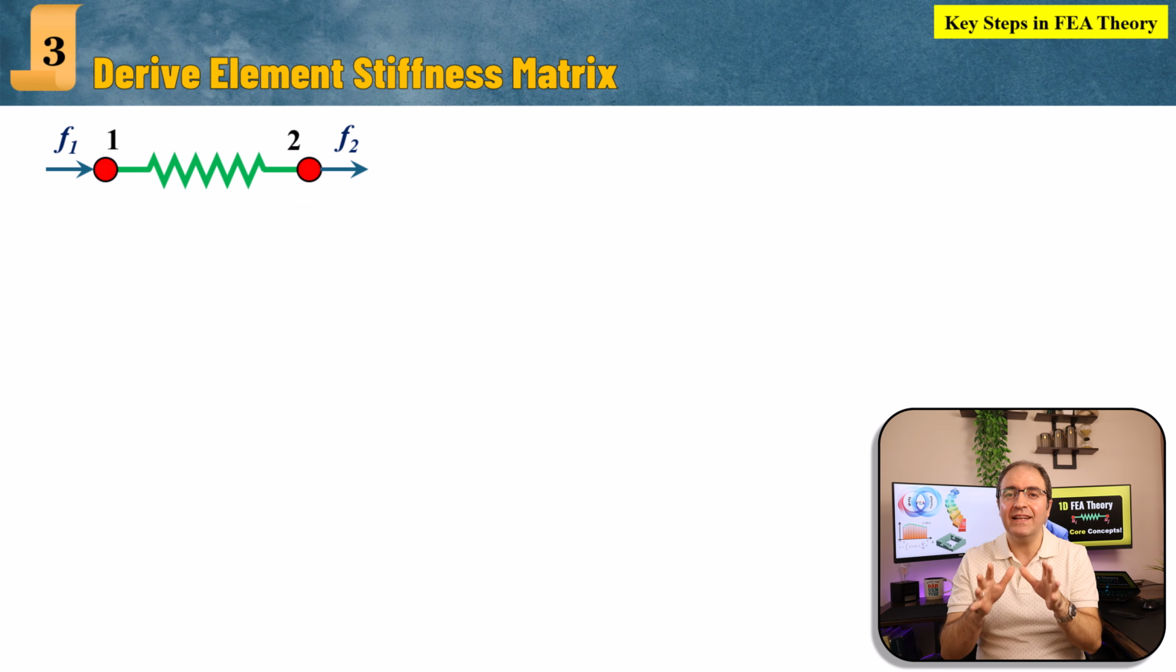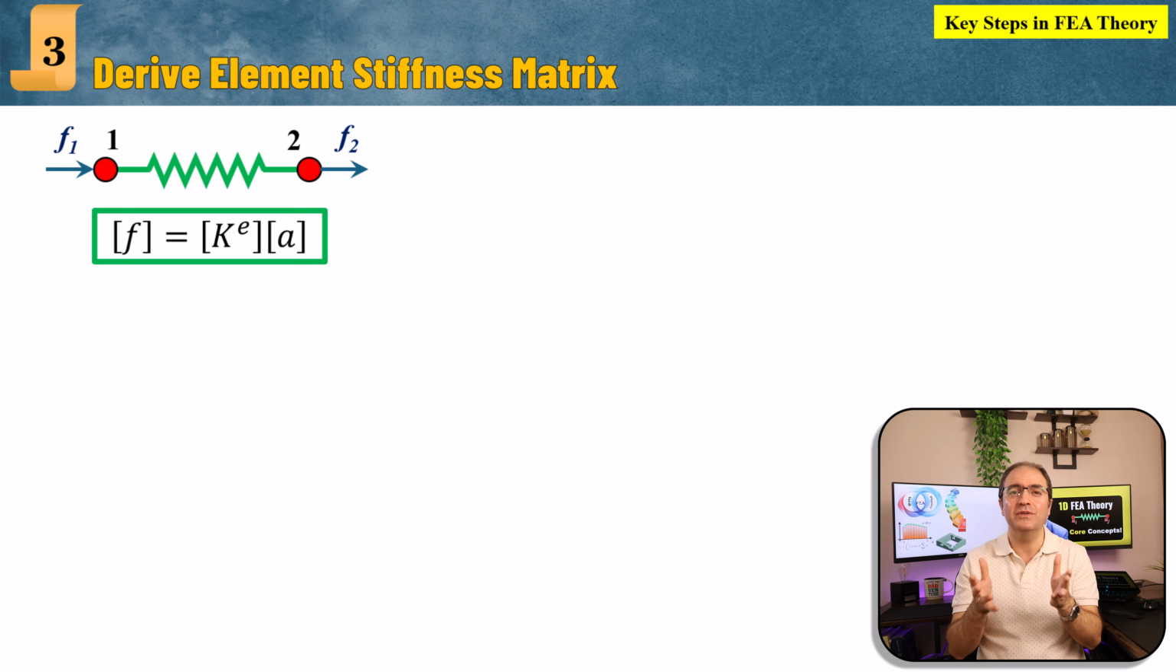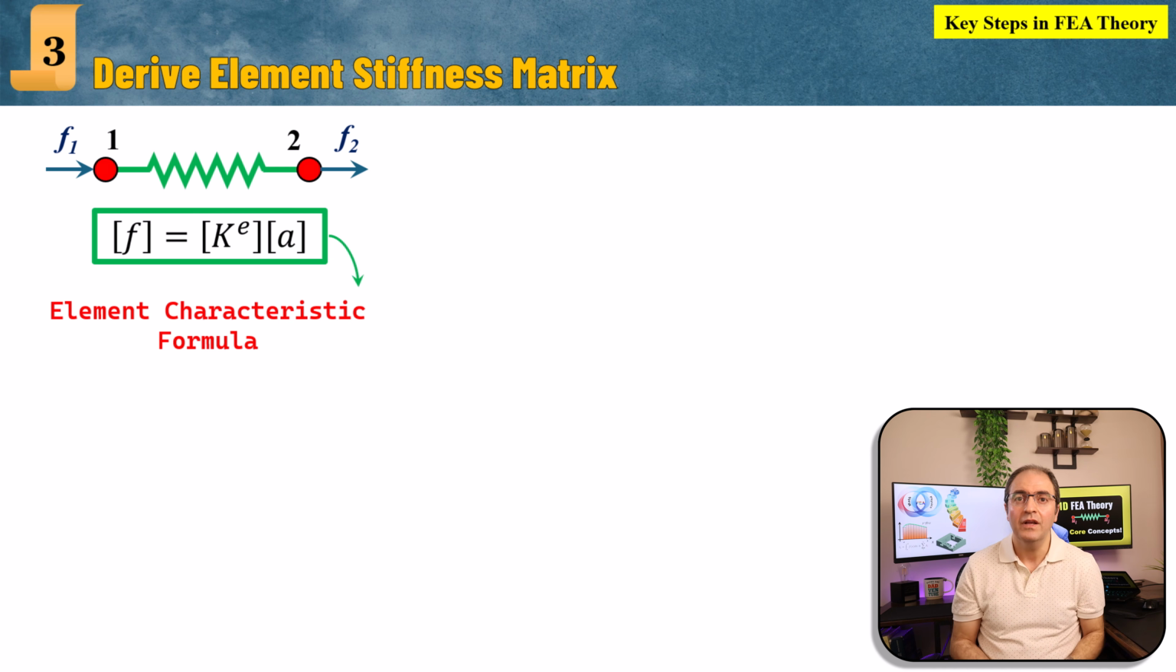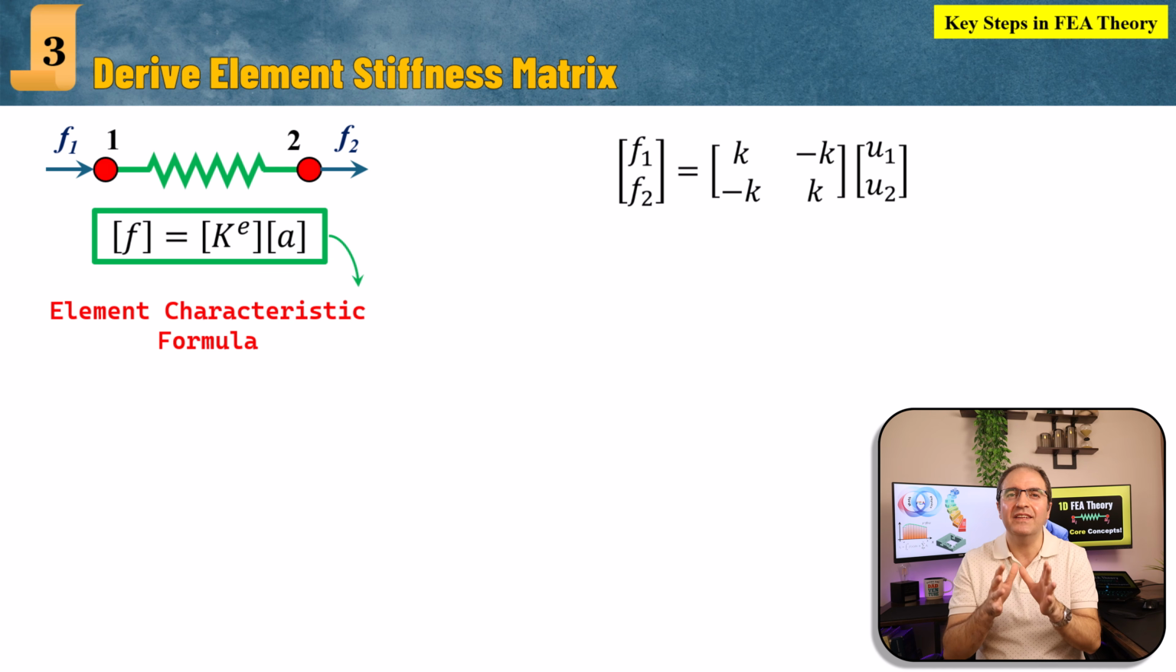Once we have selected our element and defined the shape functions, the next biggest step in FEA is to derive the element stiffness matrix. This matrix is at the heart of the finite element method. It connects the nodal displacement to the nodal forces through the relation F is equal to K element A. This is what we call the element characteristic formula. This 2x2 matrix is the element stiffness matrix KE.